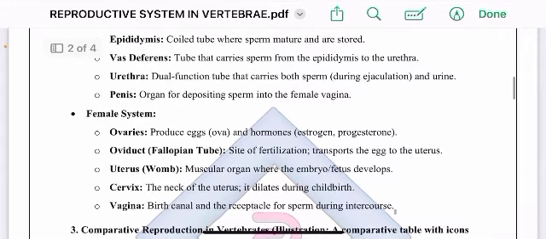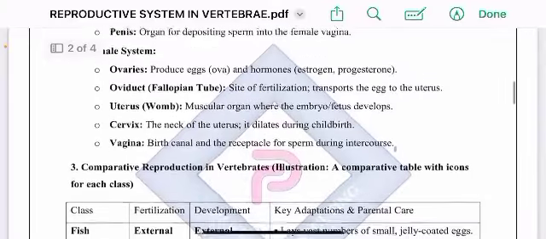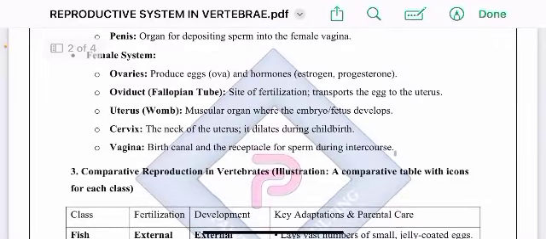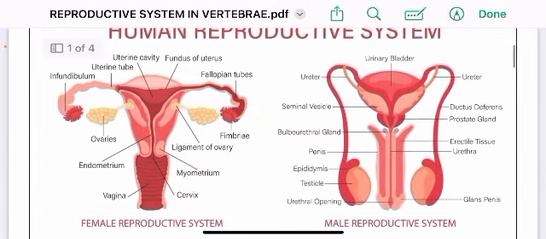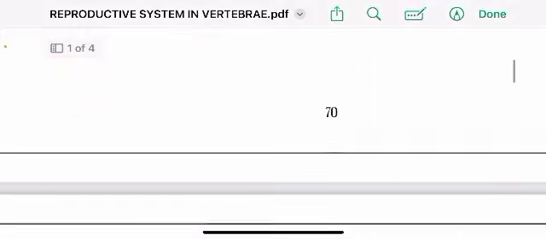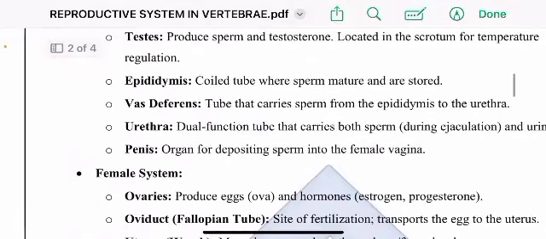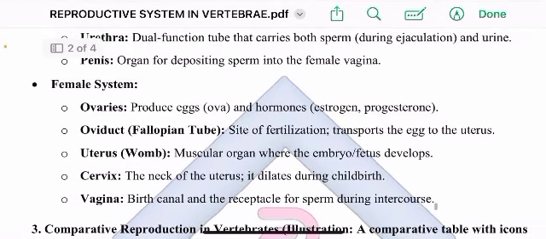We also have the oviduct. Please take note, some of these have dual names, like two names. Oviduct, which is also called the fallopian tube. This here is a long tube, also called the fallopian tube. It's the site of fertilization. It transports the eggs produced by the ovaries to the uterus.